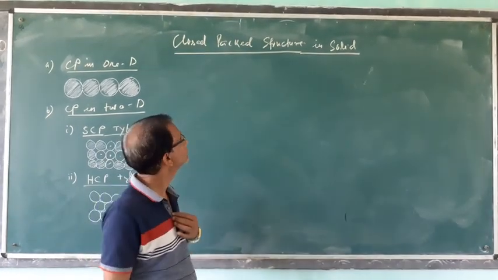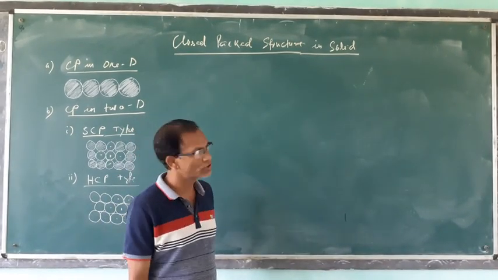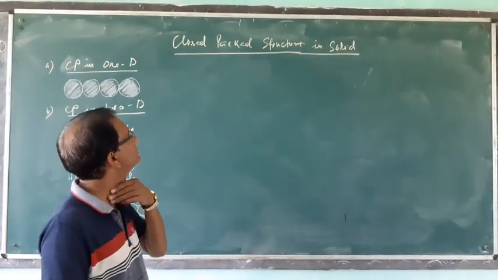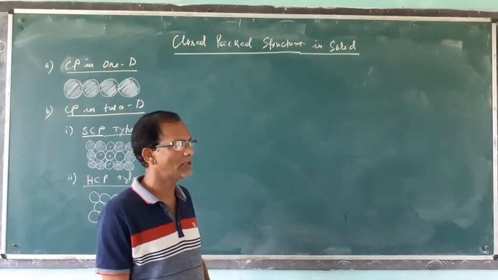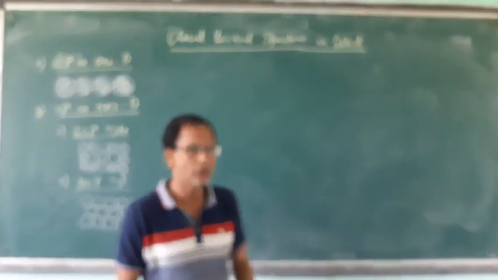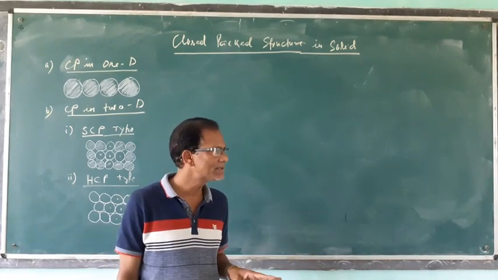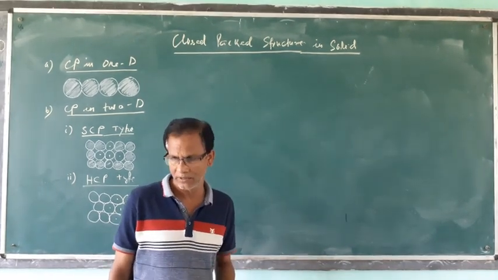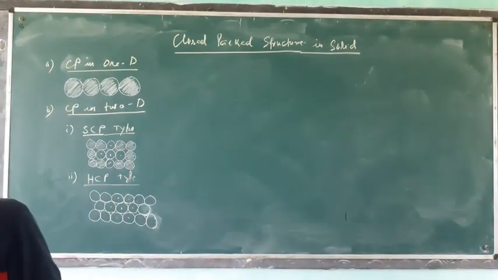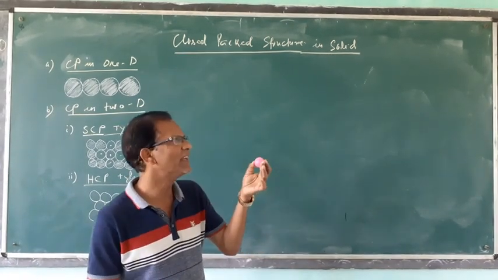Today we are going to discuss the topic close packing structure in solids. That is close packing. We know crystals are made up of different particles, either atoms, molecules or ions. And each particle is considered as a sphere, just like a spherical shape.